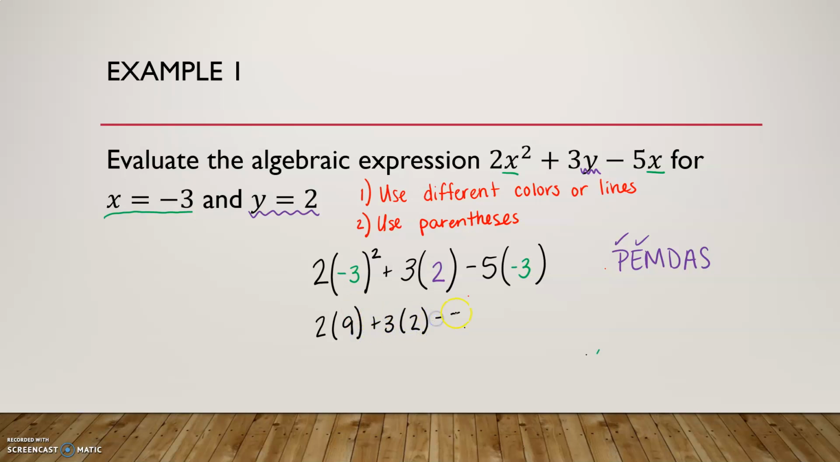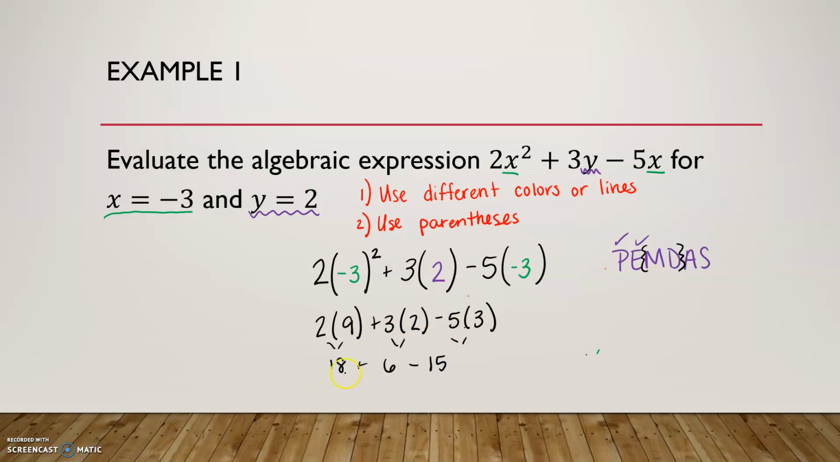I'm going to go back to just using one color because I don't think I need to keep showing that. Then I take care of multiplication and division, in order from left to right. So multiplying these gives me 18. 3 times 2 gives me 6. And 5 times 3 gives me 15. Notice that I just brought the plus sign straight down and the minus sign straight down.